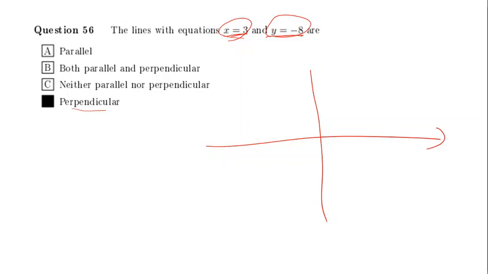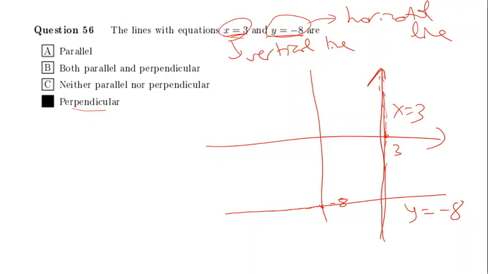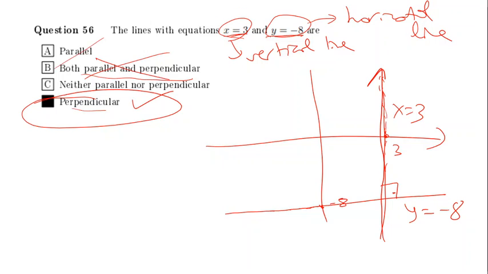So y equal to minus 8 means whatever point you take, the y value will always be minus 8. So all the points on this line have y equal to minus 8. So this is a horizontal line. This is a vertical line: x equal to 3 means all the points have x component 3. So we write x equal to 3. As you see, these two lines are perpendicular. Two lines cannot be both parallel and perpendicular for sure. They're not parallel, so they're perpendicular.